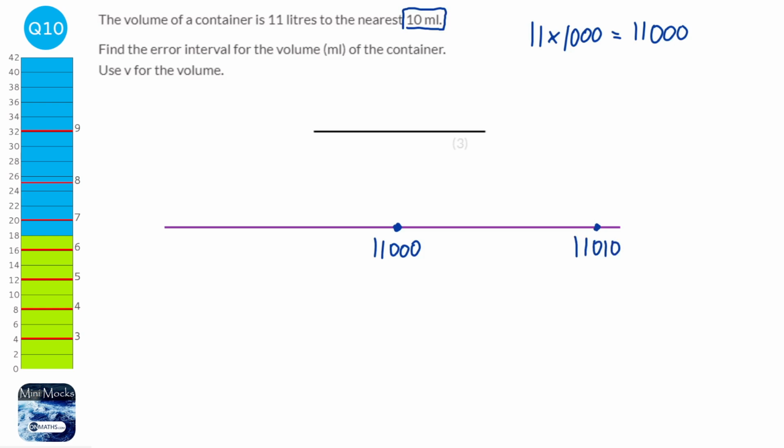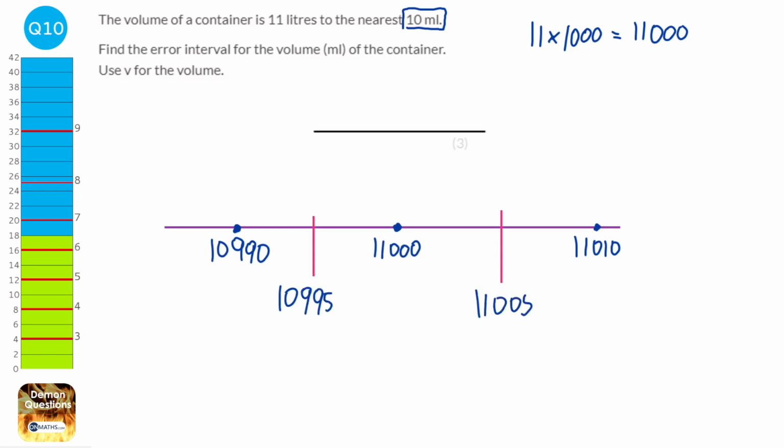And we're going to take the 10 mil away. So 11,000 take away 10 mil will be 10,990. Now when we're looking at limits with the upper and lower part of it, we are looking at halfway points. So halfway here and halfway here. So this halfway point will be 10,995 and the next one will be 11,005, and that's the halfway points. And so that is going to be our upper and lower bound.